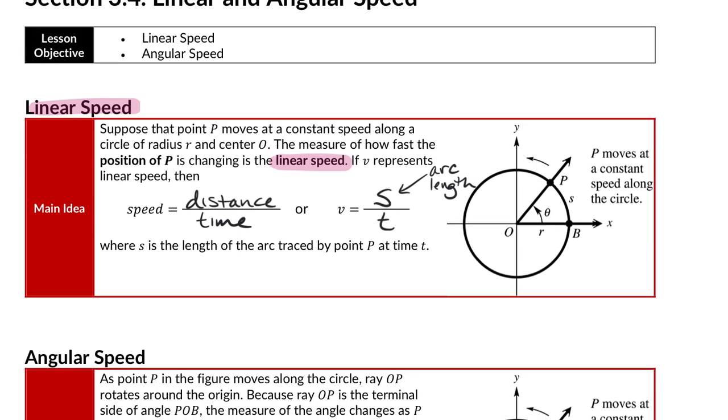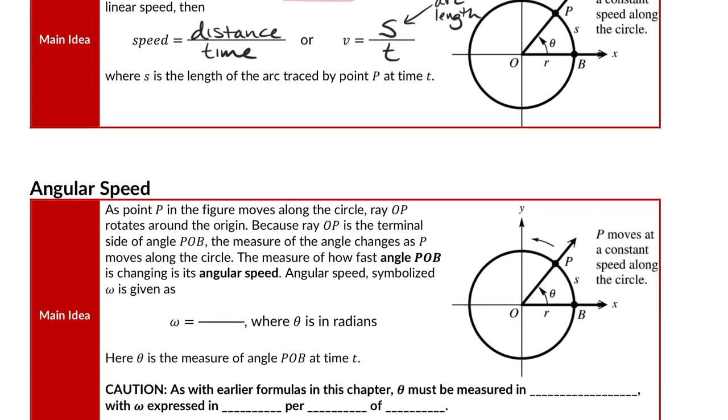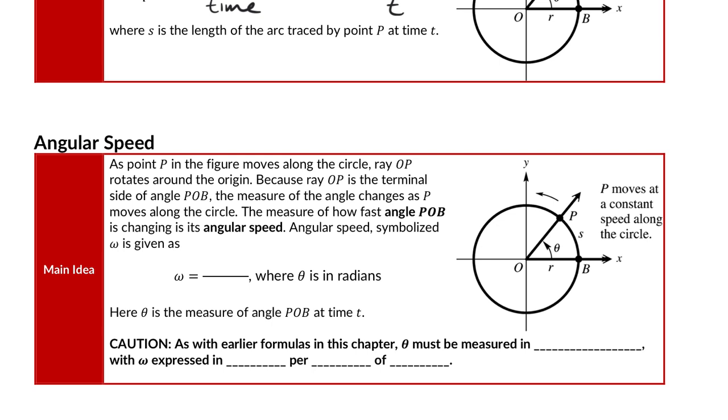The second type of measure we're going to look at today is angular speed. Angular speed is a little bit different. As point P moves along the circle, the ray OP is the terminal side of angle BOP, or POB. The measure of the angle changes as P moves along the circle, so it's going to get bigger and bigger. The measure of how fast angle POB is changing is called angular speed. So it's the measure of how fast an angle is changing, as opposed to how fast we're moving around the circle.